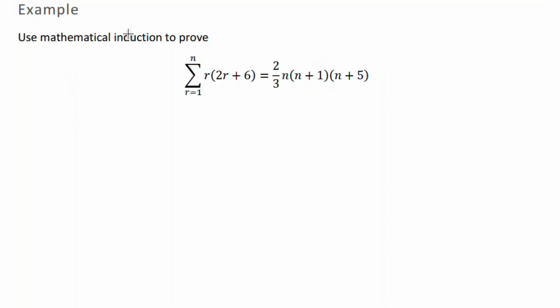Use mathematical induction to prove this statement here. The sum of r from 1 to n of r(2r + 6) is equal to 2/3 n(n + 1)(n + 5).